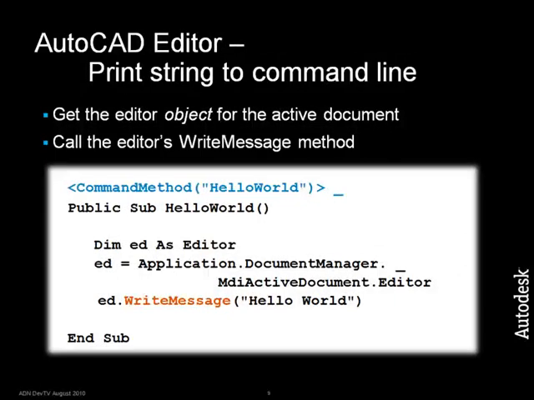Now that we have a command that will run our procedure, let's use the API to print text on the AutoCAD command line. To do this, we use the Editor class and the WriteMessage function. Notice that this function takes the string that will be displayed on the command line. To instantiate the editor variable ed, we use the Editor property of the MdiActiveDocument, which is a property of the DocumentManager, which is a property of the Application.